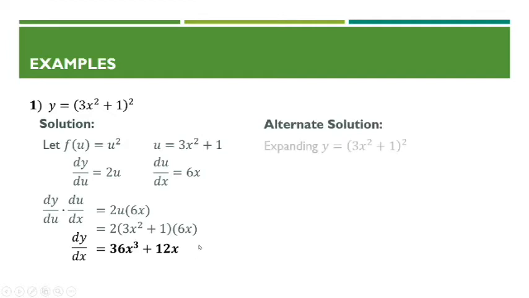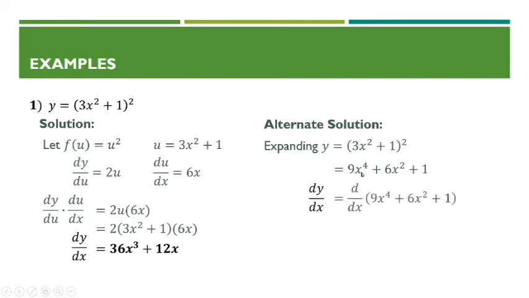Alternate solution, pwede nating i-expand yung square ng binomial. So we have 9x to the 4th plus 6x squared plus 1. So the derivative of y in terms of x is the derivative of this function. So we have 4 times 9 is 36, 4 minus 1 is 3, then 2 times 6 is 12, 2 minus 1 is 1, and the derivative of a constant is 0. So we have the same result.